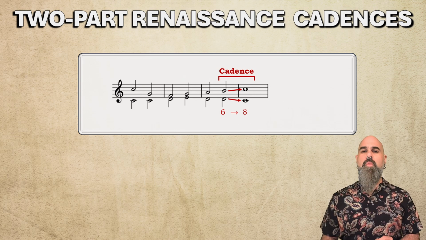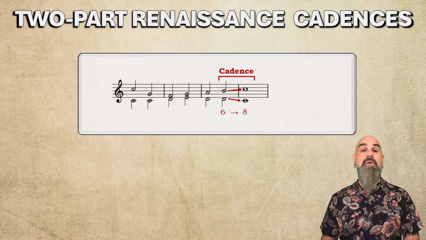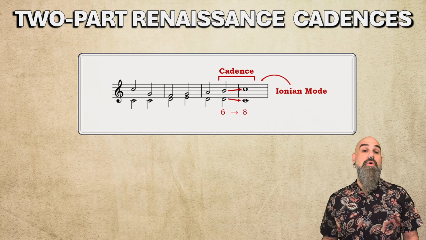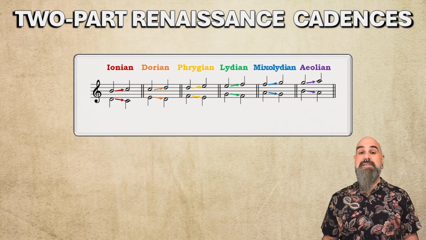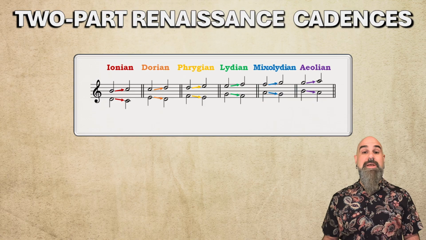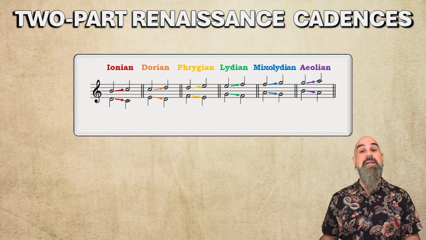But composers weren't working in major or minor keys, they were working in modes. Each mode had its own cadence formula, with two voices stepping in opposite directions to the same note. For example, in Ionian, B and D would step outward to an octave C. In Dorian, C and E would step outward to an octave D, and so on. But not all cadences were created equal.